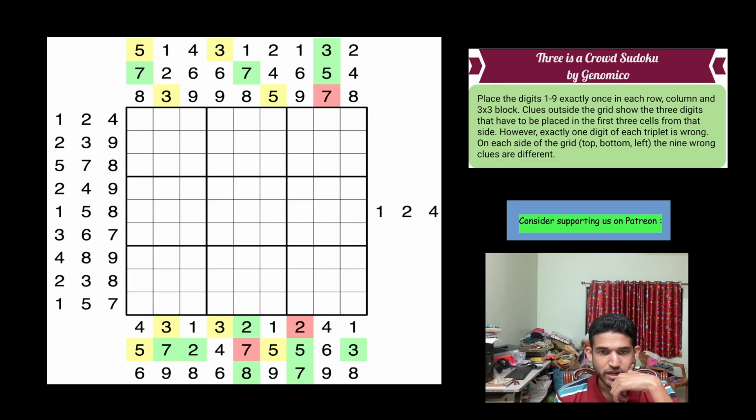What do we have here? Okay. Now look at column 5 bottom. 8 is correct. So the top 8 must be incorrect, which means 1 must be correct. And the moment 8 becomes incorrect, the rest of the instances of 8 must be correct.